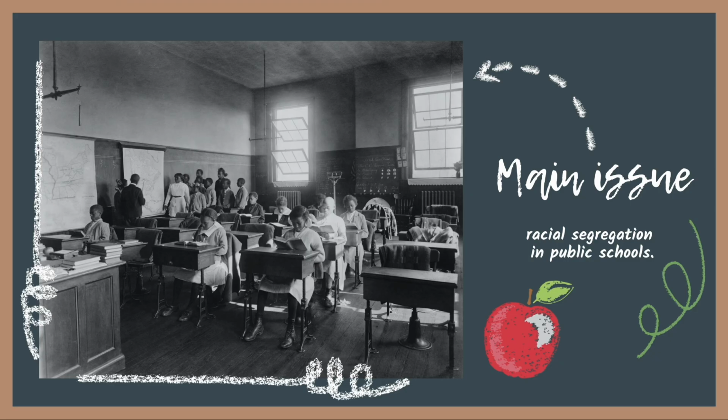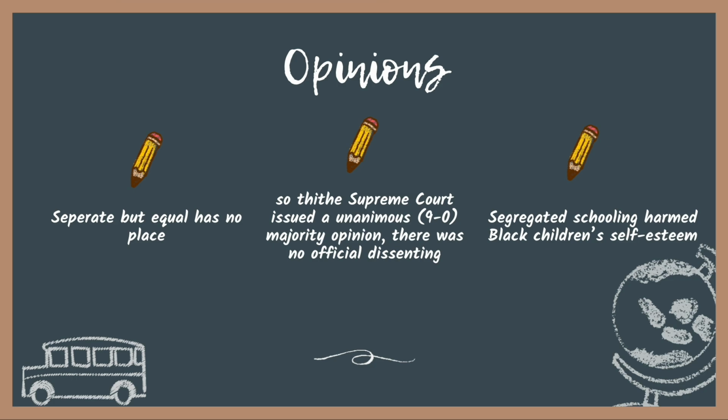The main issue, it challenged racial segregation in public schools. The case argued that segregation created inherently unequal education opportunities for the children. Opinions. Many believe separate but equal has no place in the education system. Segregation harmed Black children's self-perception and education development.